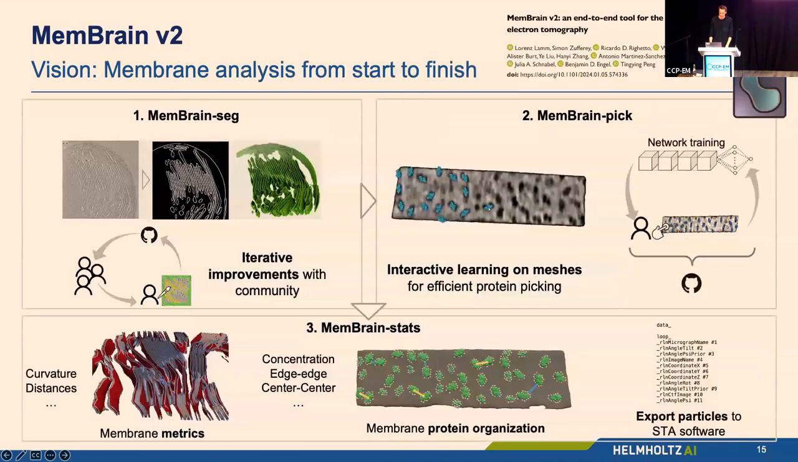And that brings me to my summary slide already. MemBrain-seg is working already pretty nicely. Feel free to give this a try. And MemBrain-pick is a work in progress, but I hope that it will be out very, very soon. I haven't talked too much about MemBrain-stats yet. What MemBrain-stats will be doing is really taking the outputs of MemBrain-seg and MemBrain-pick and giving you some automated statistics. But I also want to mention that we don't want to reinvent the wheel here. There are some really good packages out there, so it's also important for us to make our outputs very compatible so they can be easily used in these other frameworks.